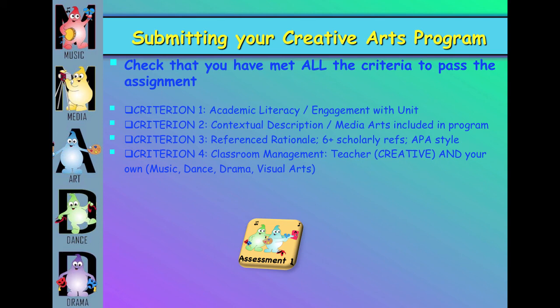Classroom management. Talk about how your teacher manages their class using the creative model, and then your own teaching strategies in relation to music, dance, drama, and visual arts. And these are not related to the creative model. They're your own strategies for each of the art forms. Then you have to list the preparation, cleanup, and resources used for your program. Make sure you've done it on the pro forma, and make sure each art form is on one page in their program.